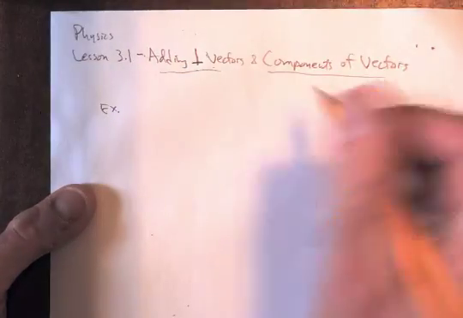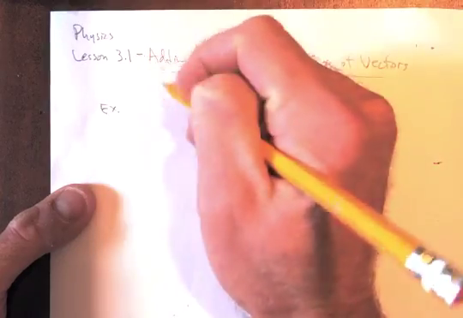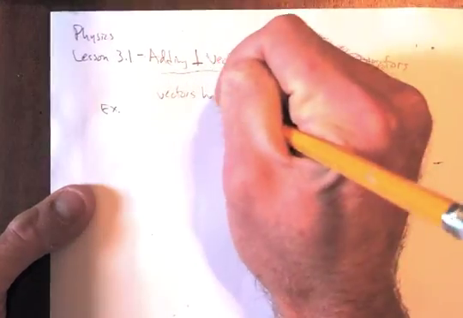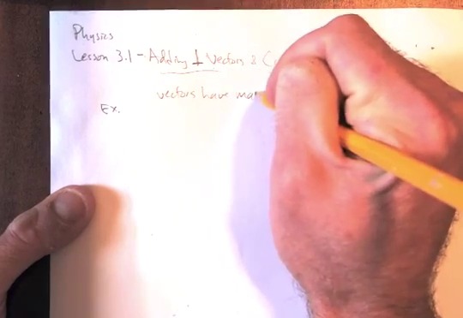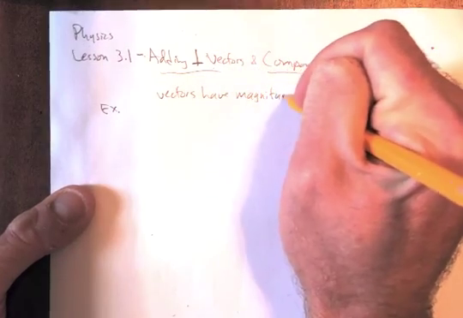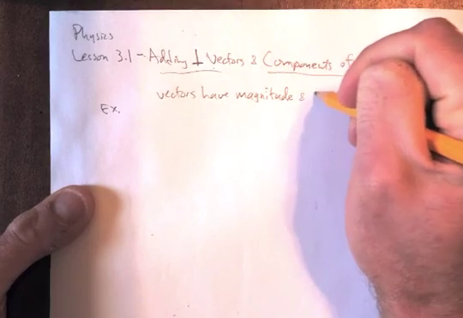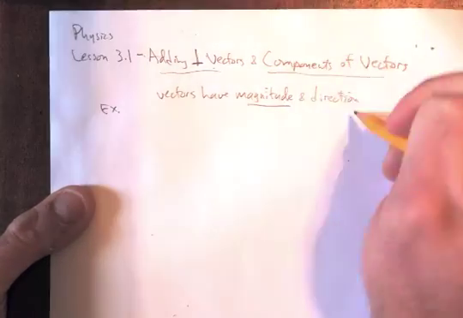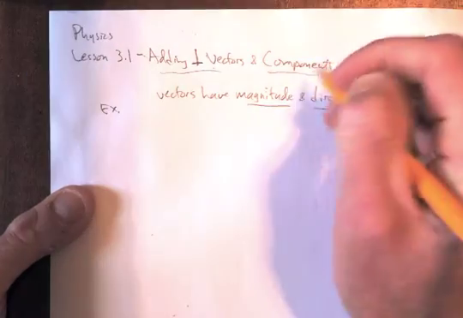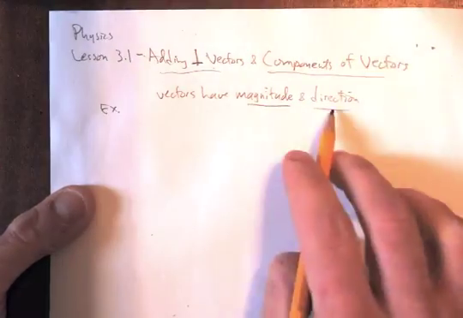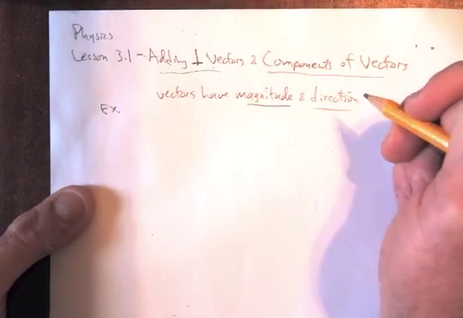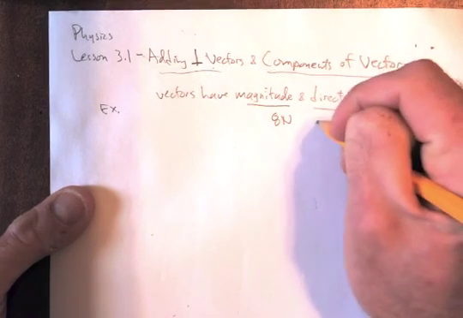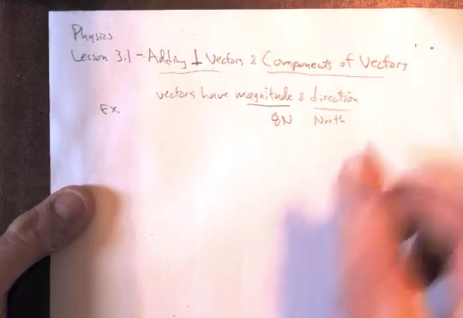Okay, so first off, vectors, just a little background. Vectors have magnitude, which is like the amount, and direction. Okay, magnitude is like the amount of it, the number part of it, and direction. So 8 newtons would be the amount, north would be the direction.